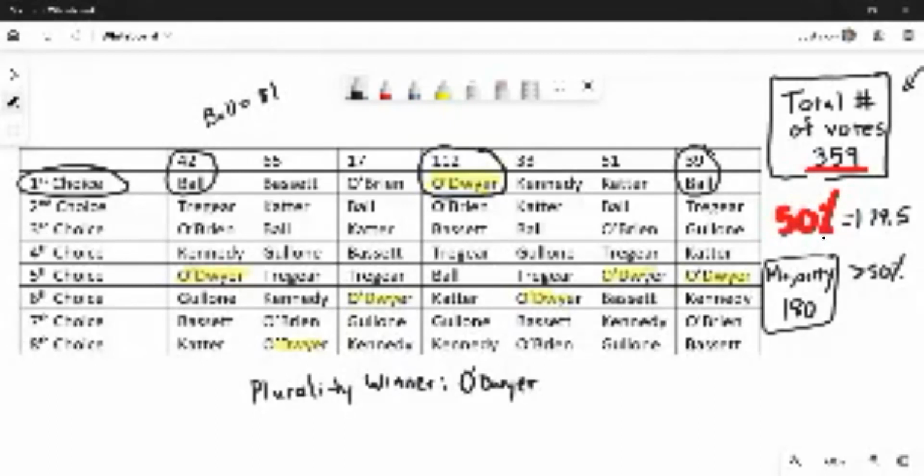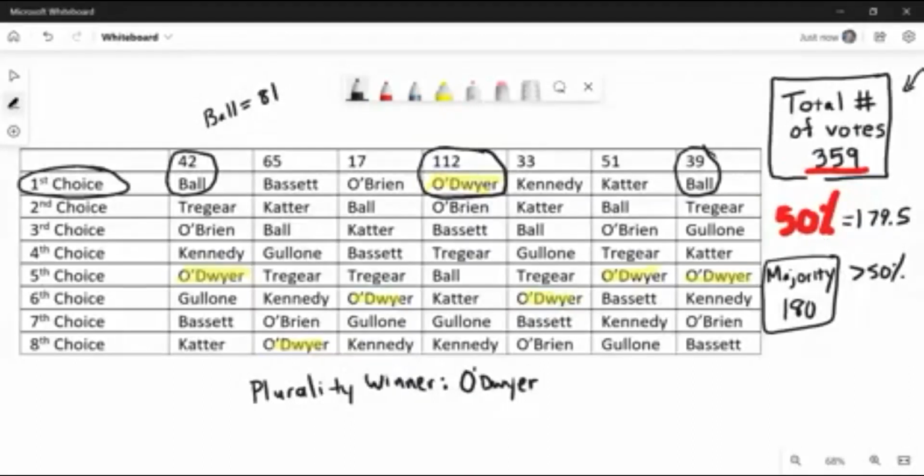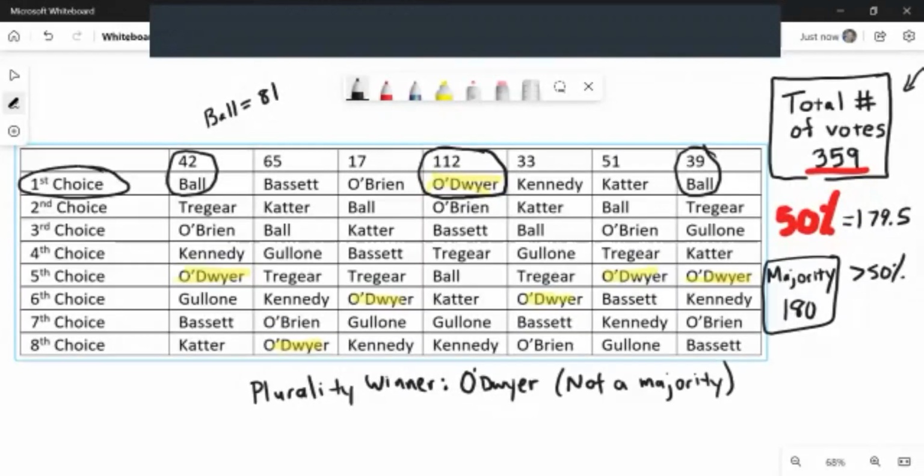Okay. Does O'Dwyer have a majority? No, O'Dwyer only has 112. So we would maybe have a lot of people that say that, well, yeah, you had the most first place votes, but you were not a majority winner. You did not win over 50% of the vote. And so that might leave some people dissatisfied. And that means that picking a plurality winner may or may not make people happy.